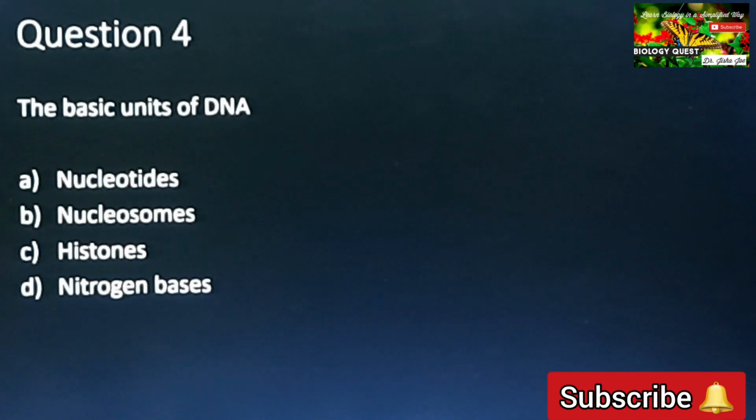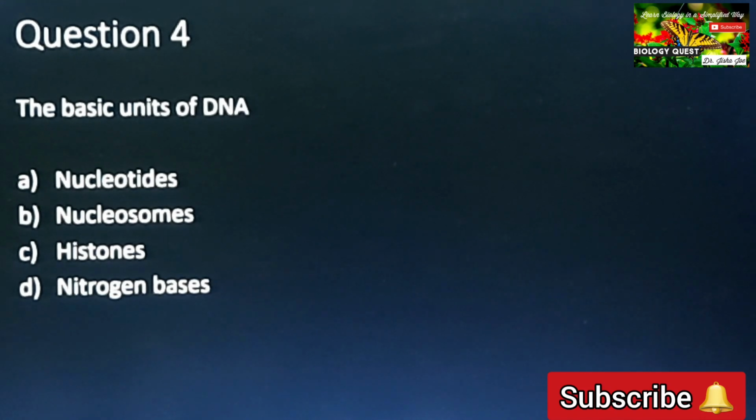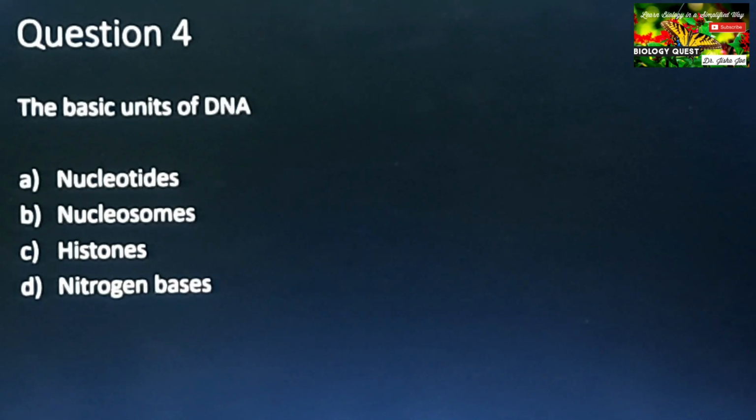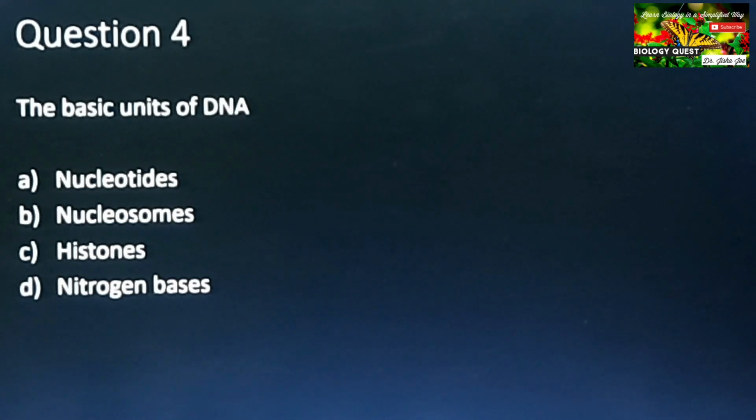Question 4. The basic units of DNA. Option A, nucleotides. Option B, nucleosomes, C, histones, and D, nitrogen bases. We have already discussed all these options before in the previous questions. So we know nucleotides are the basic units of DNA, and we know each nucleotide is made up of 3 components: the phosphate group, the nitrogen base, and the deoxyribose sugar. So the basic units of the DNA are the nucleotides.